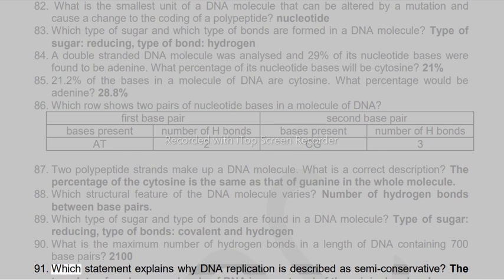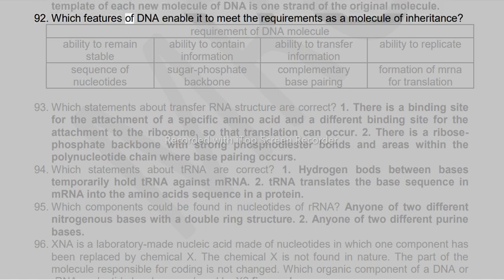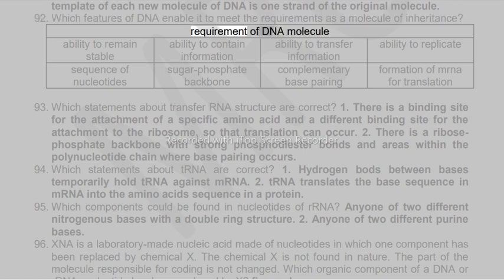2191. Which statement explains why DNA replication is described as semi-conservative? The template of each new molecule of DNA is one strand of the original molecule. 92. Which features of DNA enable it to meet the requirements as a molecule of inheritance? Requirements of a DNA molecule: ability to remain stable, ability to contain information, ability to transfer information, ability to replicate. Sequence of nucleotides, sugar phosphate backbone, complementary base pairing, formation of mRNA for translation.